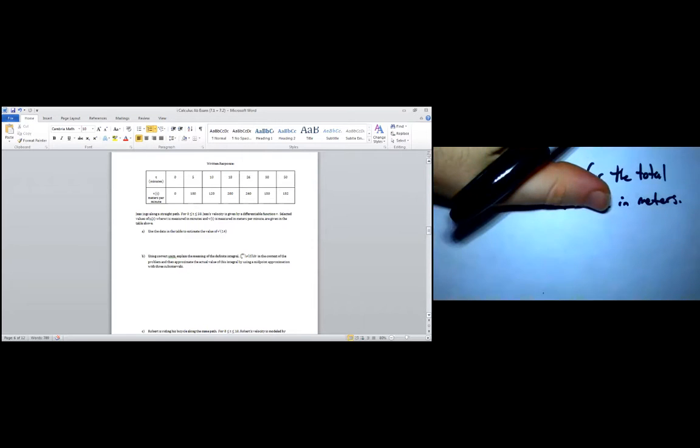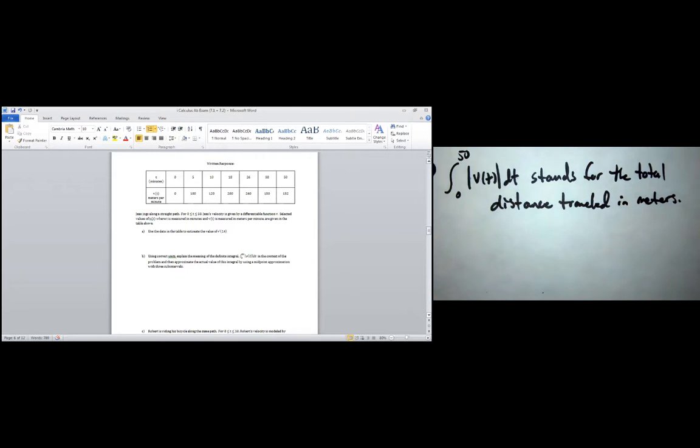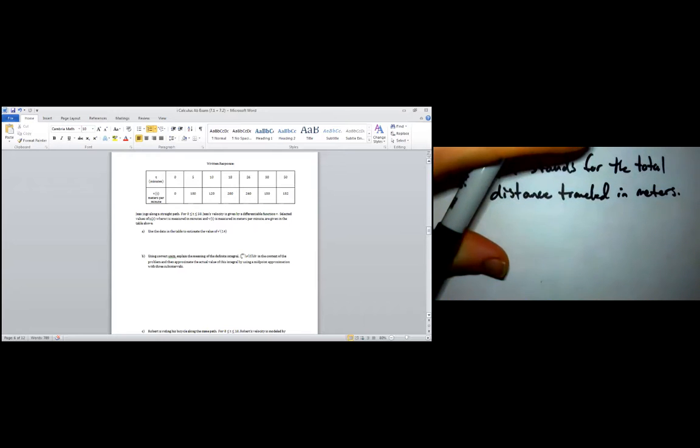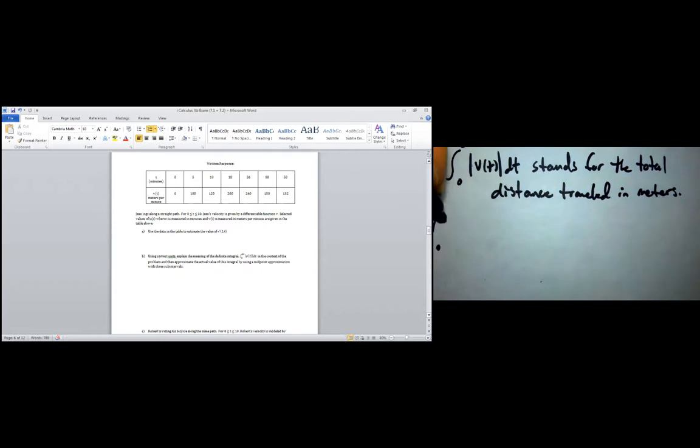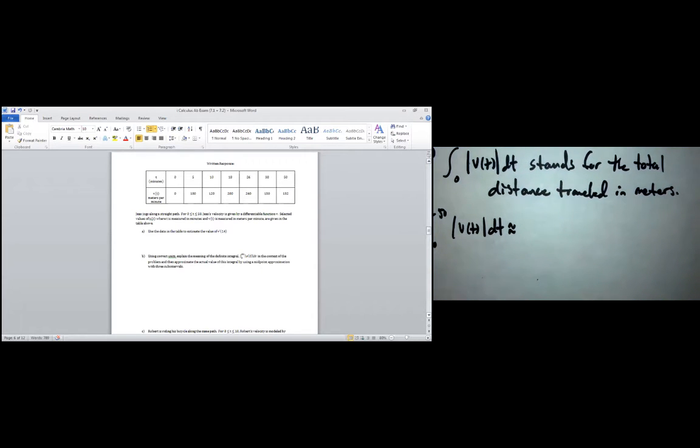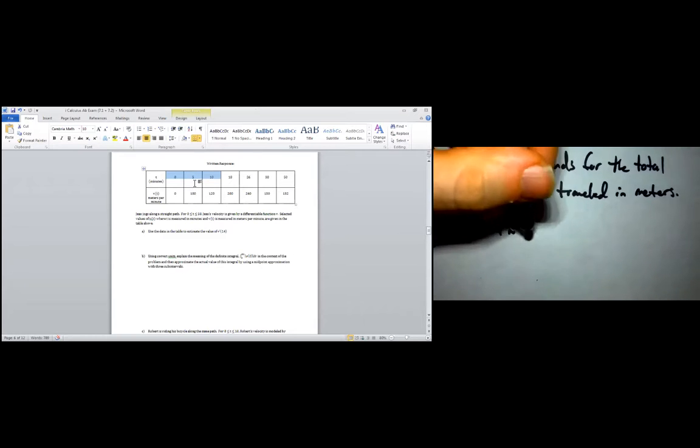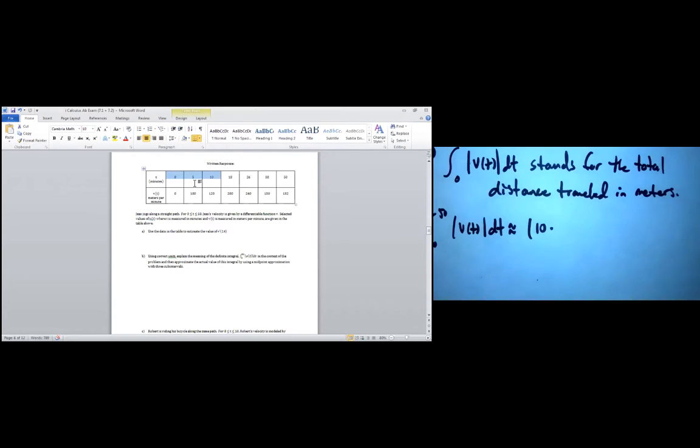meters. And then they want us to approximate it. Okay, so we go right below it, and we're going to say the integral from 0 to 50 of the absolute value of v at t dt is approximately equal to, let's just do the midpoint approximation on the fly here. I'll show you guys how to do it. So you're looking for things that are the midpoint of something. So from 0 to 10, the midpoint is 5. So the width from 0 to 10 is 10. But then you use the midpoint's height. So we're going to call it 100.